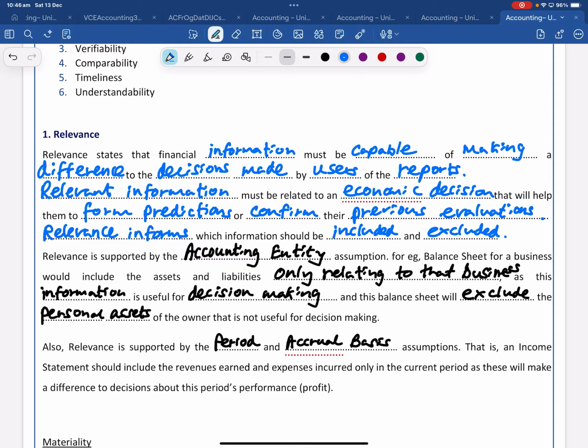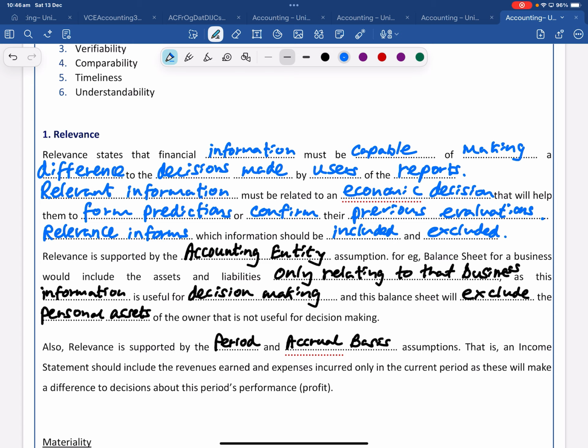What is it? Relevance states that financial information should be capable of making a difference to the decisions made by the users of the reports. What does that mean? The information that is available in the reports should be able to make a difference to the decisions made by the users.